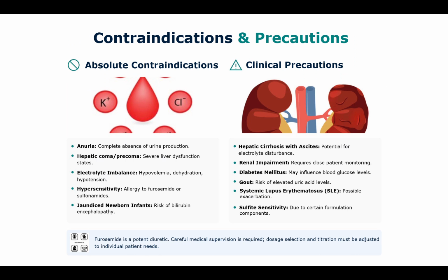Gout: because furosemide can cause hyperuricemia, it has the potential to trigger gout attacks. Systemic lupus erythematosus: caution is advised in patients with SLE as diuretics can sometimes exacerbate these conditions. Sulfite sensitivity: it is important to note that some furosemide formulations contain sulfites which can cause allergic reactions in susceptible individuals.